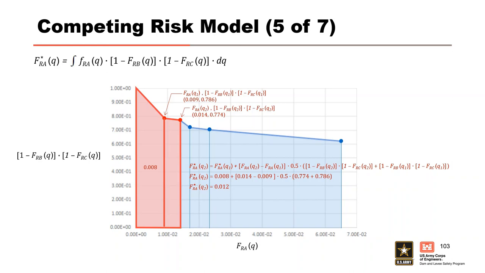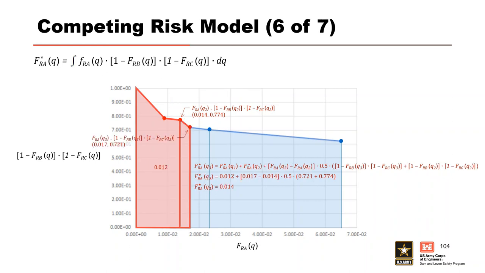For Q2, we will integrate from Q0 to Q2, and the area now becomes the area of the first trapezoid from the prior slide, plus the area of this next trapezoid. So we take the probability we calculated at Q1, 0.008, and add to it the area of the next trapezoid. And then for Q3, integrating from Q0 to Q3, we take the entire area we calculated for Q2 and add the area of the next trapezoid. This process continues until the full range of the hazard has been evaluated.